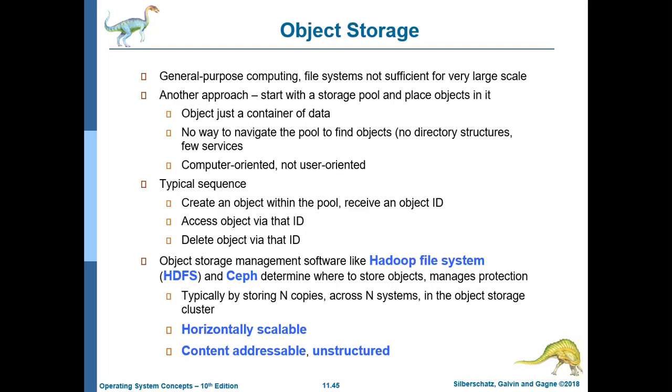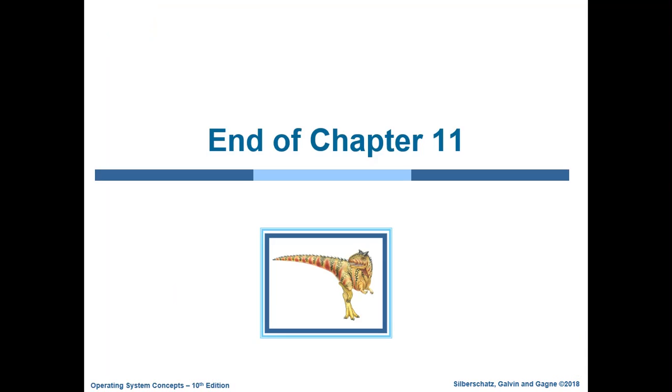Object storage management software like the Hadoop file system, or HDFS, and Ceph determine where to store objects and manage protection. Hadoop file system is a brand of object storage management, and so is Ceph. Typically this is done by storing N copies across N systems in the object storage cluster. Hadoop became popular because of big data. This object storage management software is horizontally scalable, meaning systems whose capacity and throughput are increased by adding additional nodes. It is also content addressable but unstructured. So this is the end of Chapter 11.